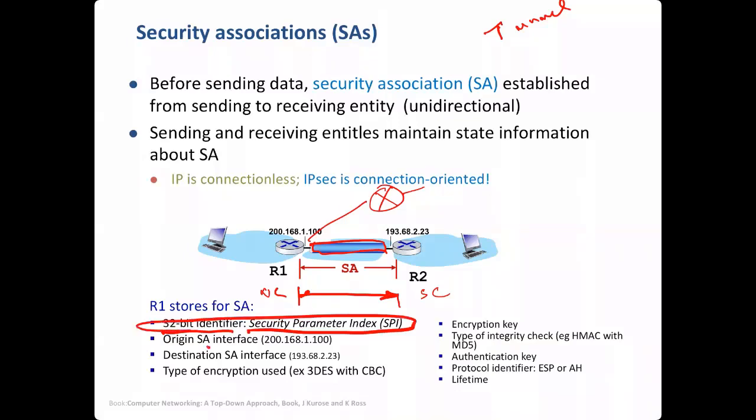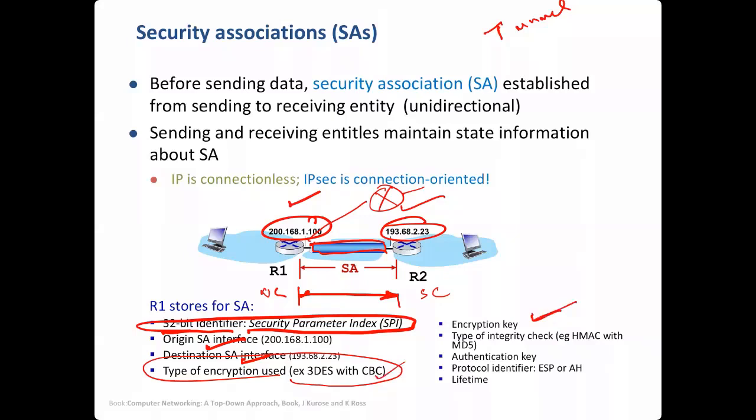Okay, original IP interface, destination interface, this IP address, the other IP address, and type of encryption used. Okay, and also it has to define encryption. Basically, secure. What we are trying to say is security association must have this information, right? The IP address of source, IP address of the destination, what kind of encryption you are using, algorithm using, what is the encryption key?